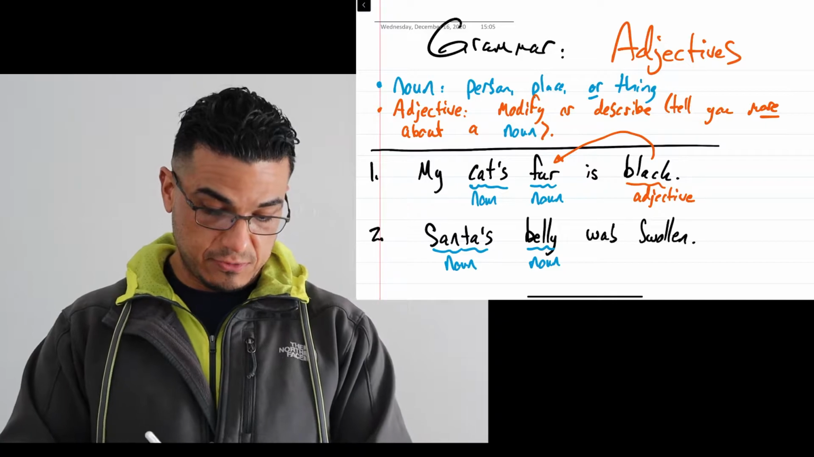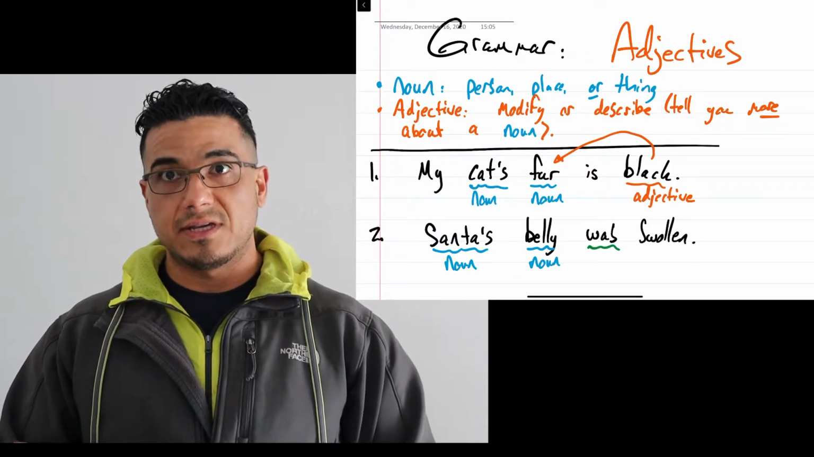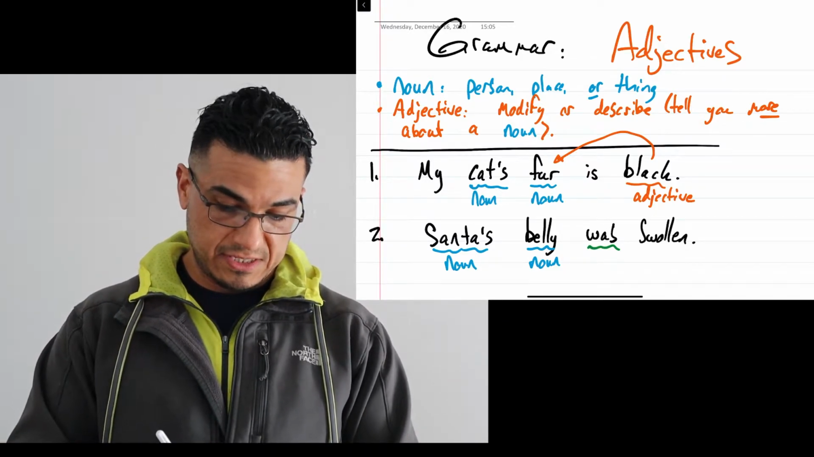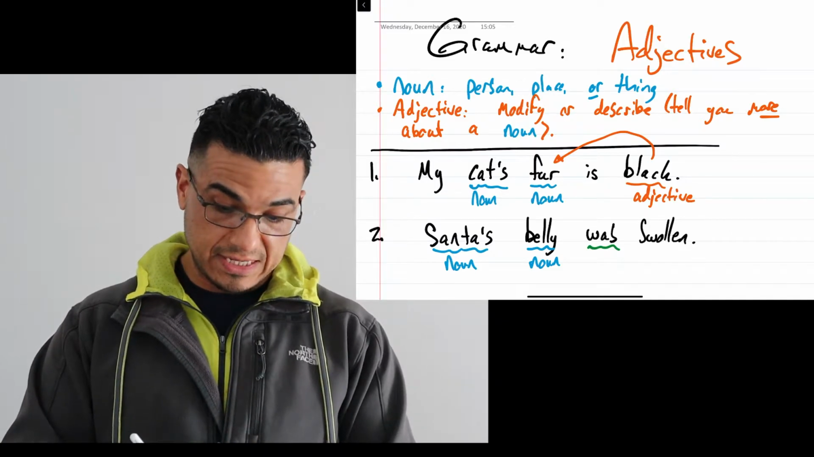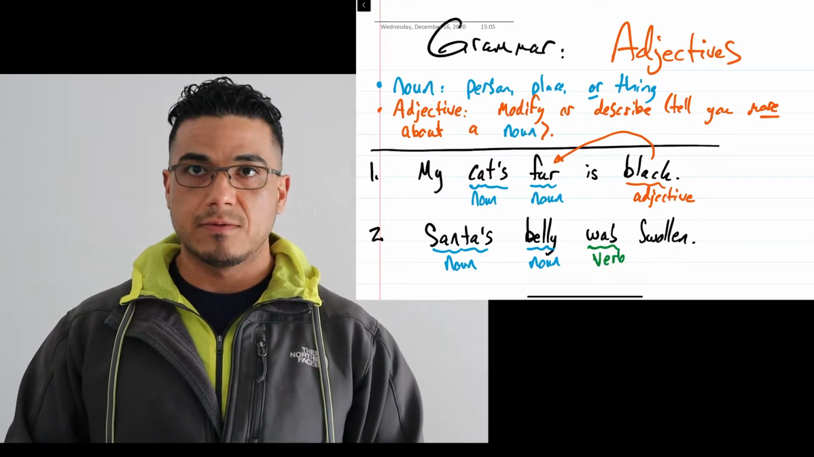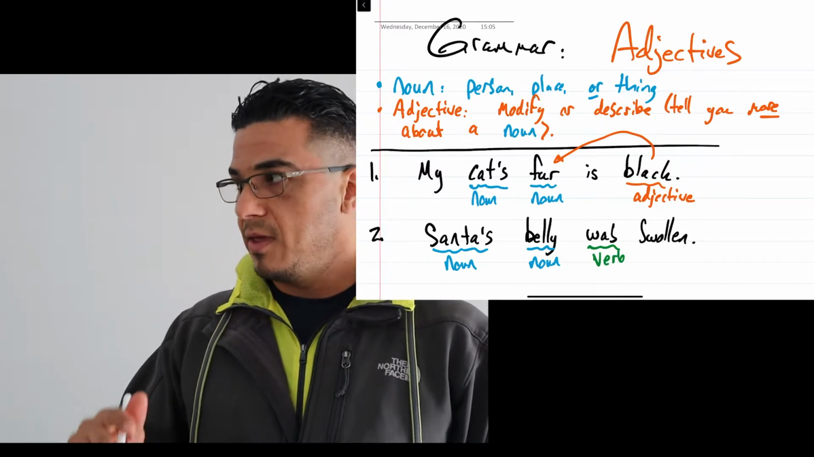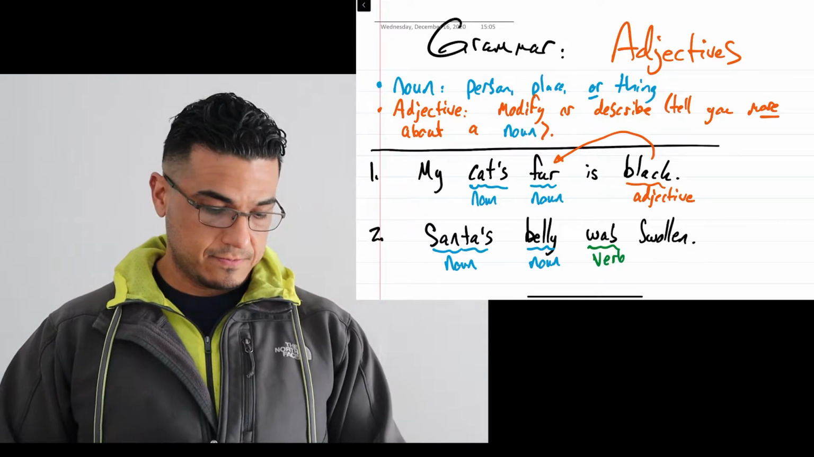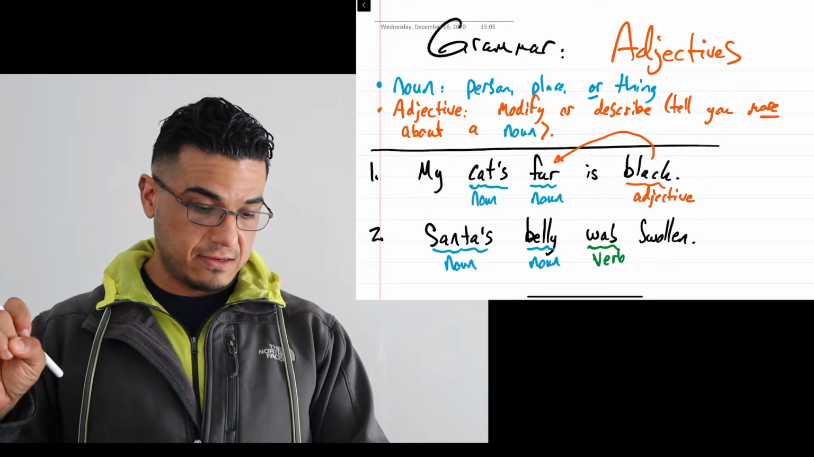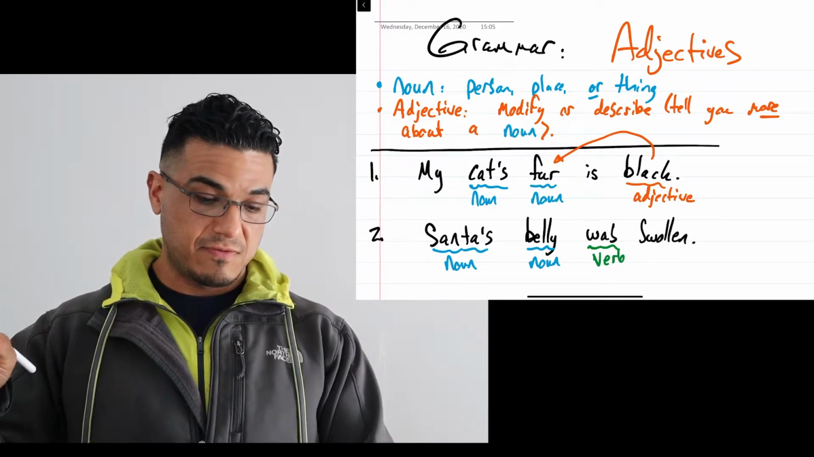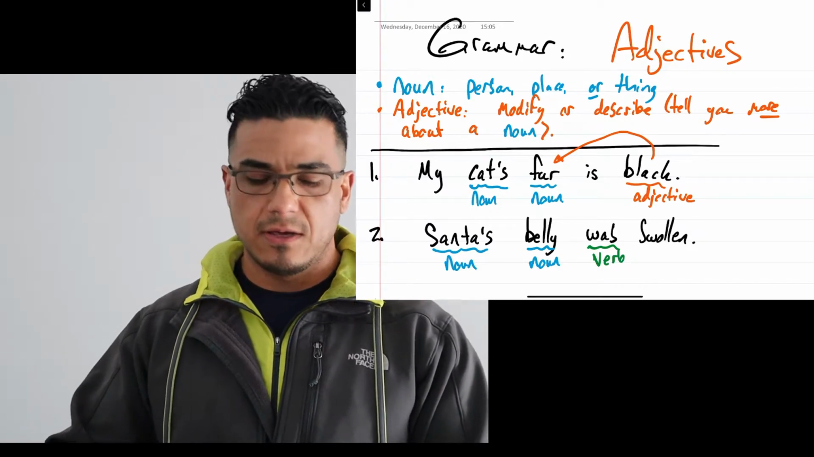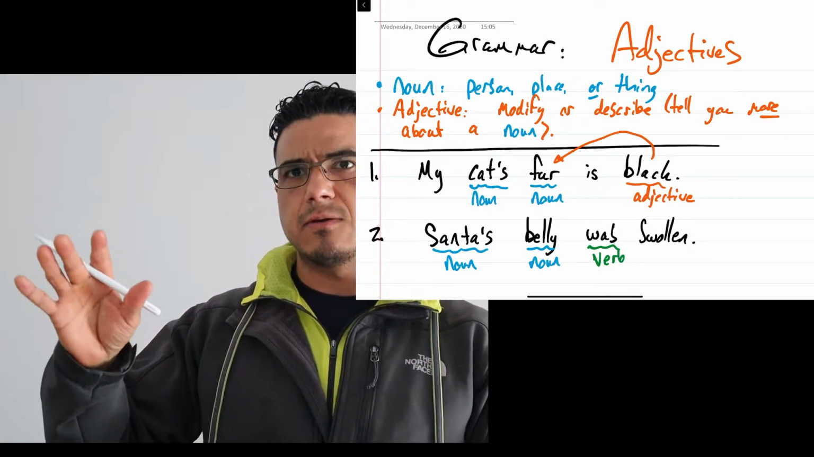That's right. Hopefully you guys were able to see the word, or in this case, the verb is was. This is our verb, also known as a to-be verb, to which there are 8, like is, was, am, etc. Okay, so now we know we're talking about Santa, his belly. We know the verb, the action is he was. Well, Santa's belly was what?